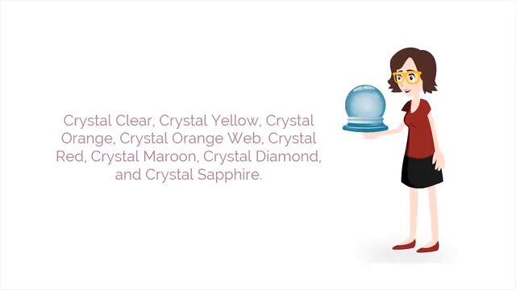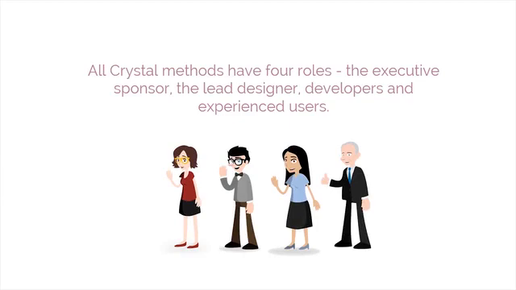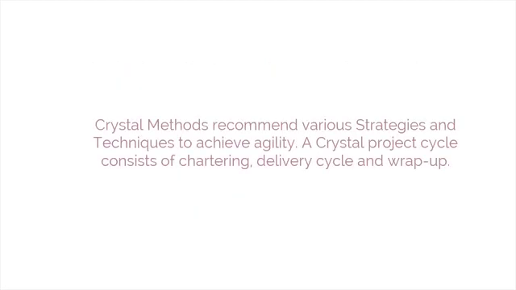The Crystal family is divided into Crystal Clear, Crystal Yellow, Crystal Orange, Crystal Orange Web, Crystal Red, Crystal Maroon, Crystal Diamond, and Crystal Sapphire. All Crystal methods have 4 roles: the executive sponsor, the lead designer, developers, and experienced users. Crystal methods recommend various strategies and techniques to achieve agility. A Crystal project cycle consists of chartering, delivering cycle, and wrap-up.